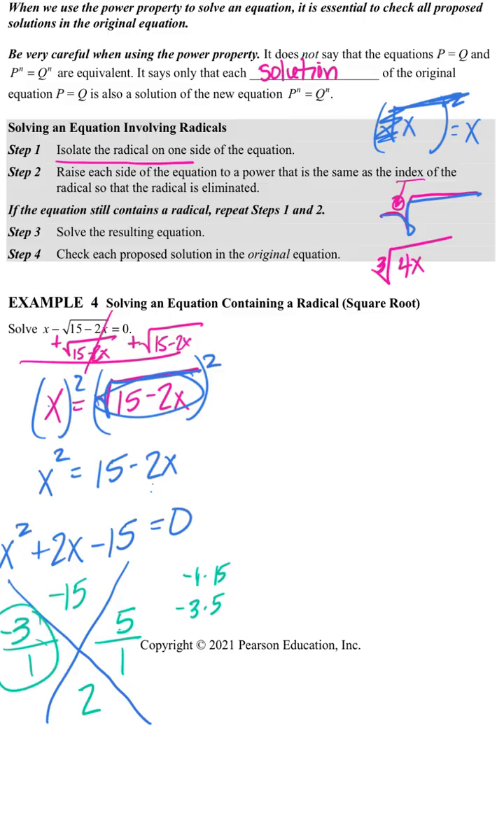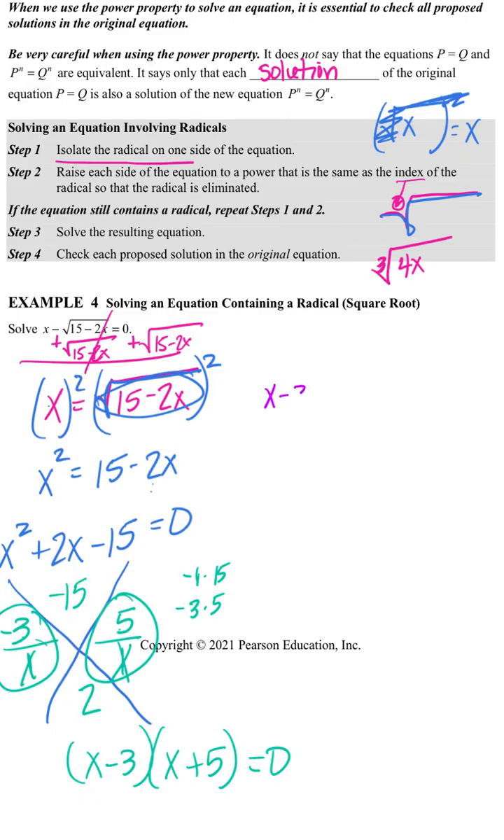So now take these numbers right here and read them up. So this becomes x minus 3, and this is x plus 5, equals 0. Now take each piece. x minus 3 equals 0, so x is 3, and x plus 5 equals 0, so x is negative 5.